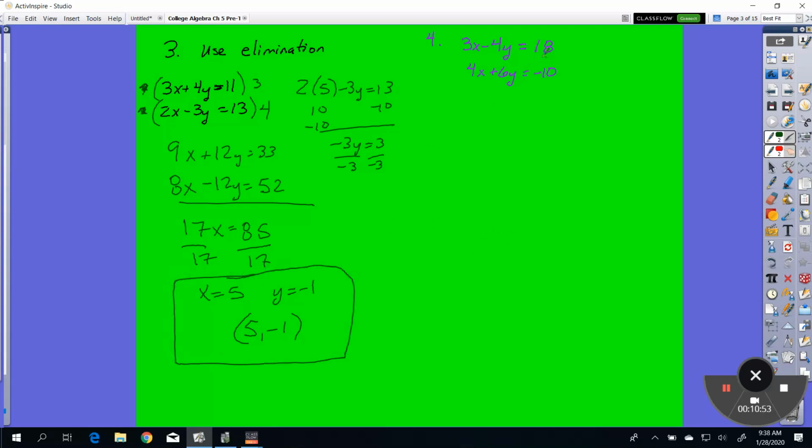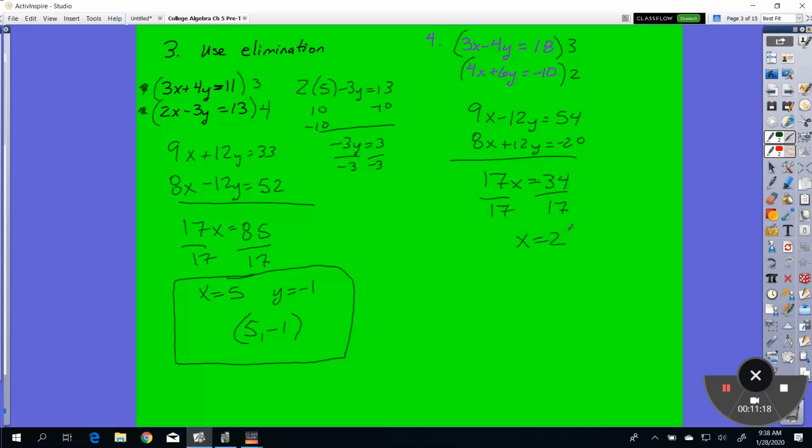Number 4, same thing, use elimination. I'm going to get rid of the y's again. I don't know why I choose the y's, but I do. So that's 3, that's 2. So that's 9x minus 12y equals 54. 8x plus 12y equals negative 20. So 17x equals 34 divided by 17.